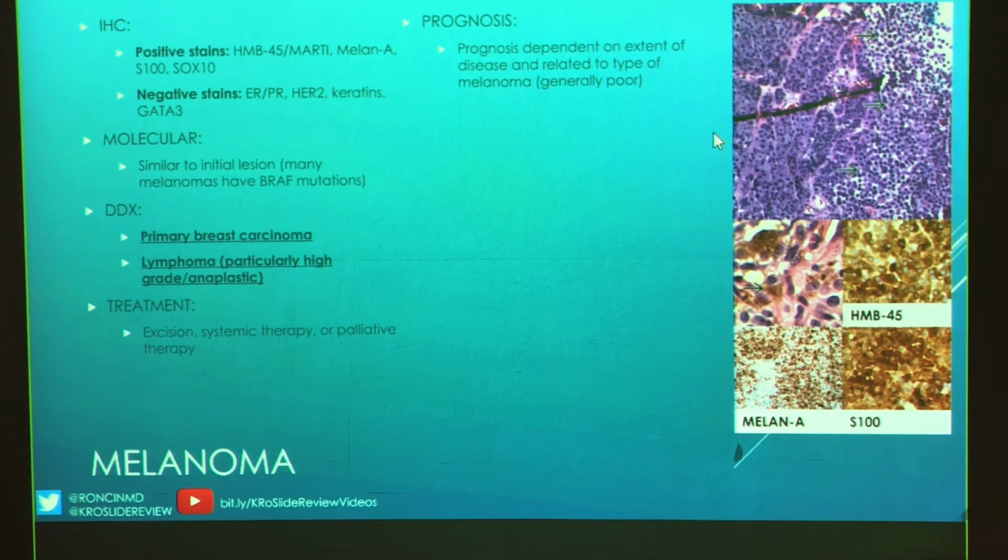Prognosis is dependent on extent of disease and related to type of melanoma. So generally, it's going to be a poor prognosis. Melanoma itself doesn't have a really good prognosis. And this is just to give you guys an idea of, like, on H&E, you can see the pigments, HMB45, S100, Melan A.